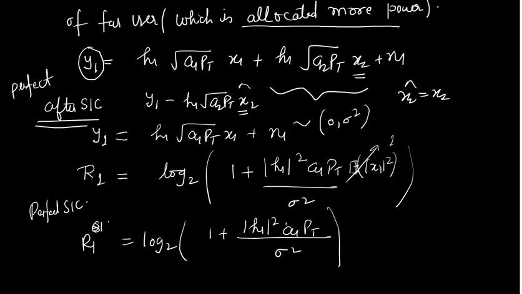Similarly, what would happen to user 2? User 2 is receiving this signal h2 times XS, which is the superposed signal, and this noise is added.